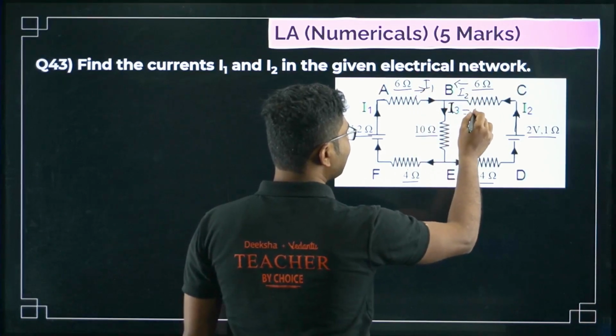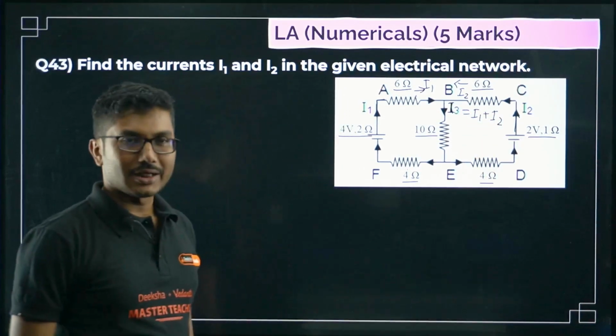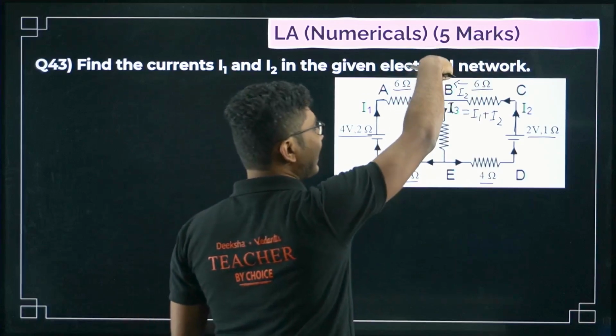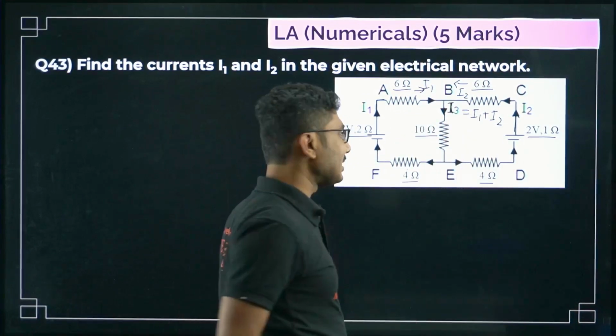So I3 is basically I1 plus I2. Right, that is a junction rule. Whatever current is entering should be equal to the current exiting. So basically I3 equals I1 plus I2.